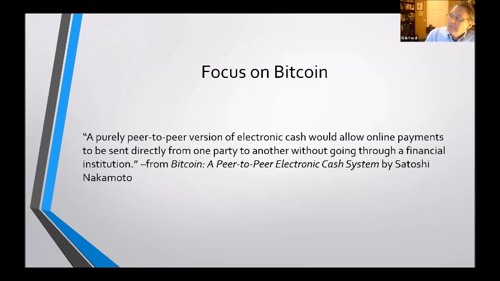So focus on Bitcoin. It's a purely peer-to-peer version of electronic cash. It would allow online payments to be sent directly from one party to another without going through a financial institution. That's from the paper that laid out the original Bitcoin concept by Satoshi Nakamoto, who may or may not be a real person. It's an easy paper to find on the internet by simply Googling Satoshi Nakamoto.